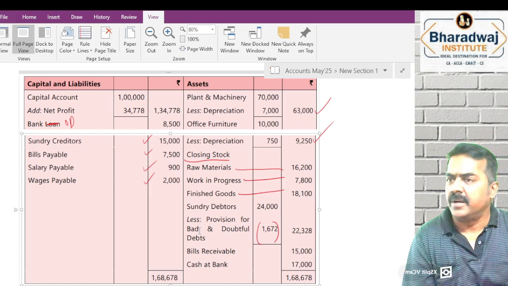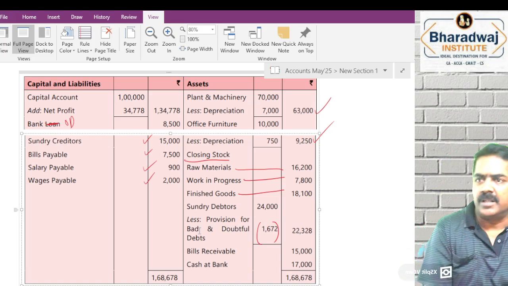What is the time you require? 20 minutes. You can take how many minutes? 20 minutes to complete the problem.